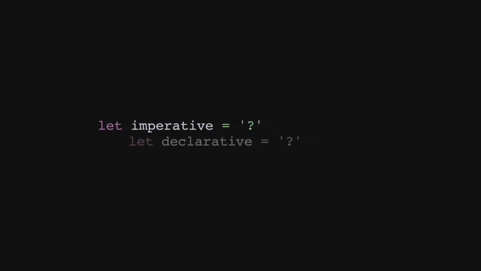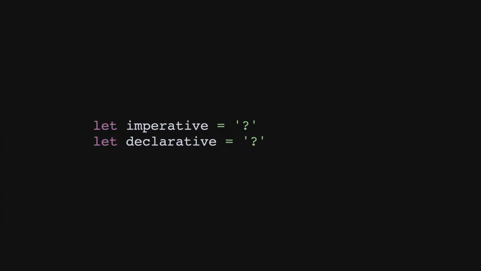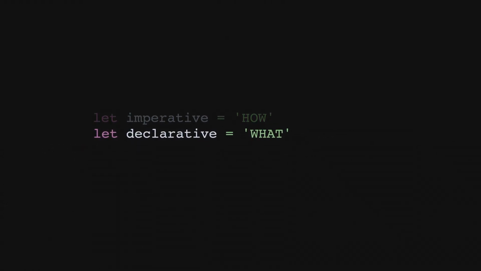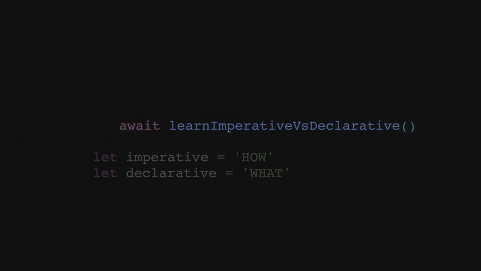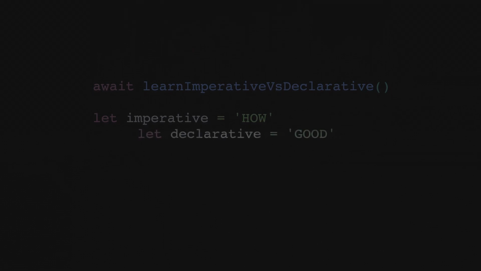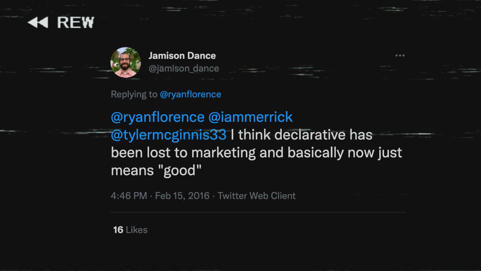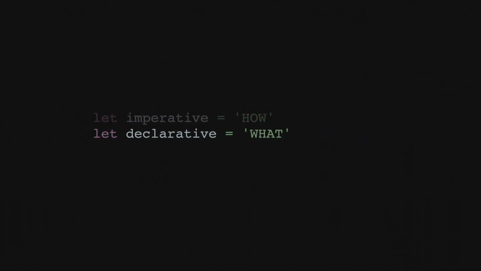What exactly do these terms mean? The problem is if you look them up, you usually get something like this, where imperative programming is how you do something, and declarative programming is what you do. The problem is that makes perfect sense after you've learned about the difference between imperative and declarative programming. Combine that with the fact that people use the word declarative to mean something is good nowadays, and the topic is fairly confusing. But let's back up, because there is something in these definitions.